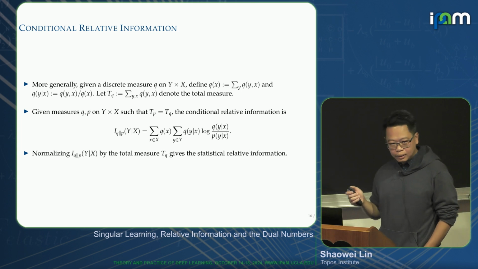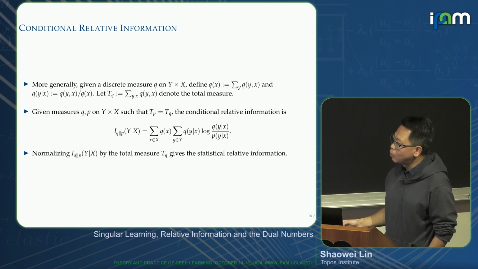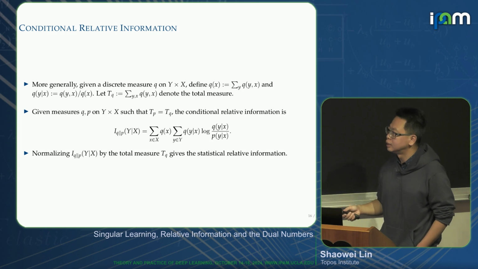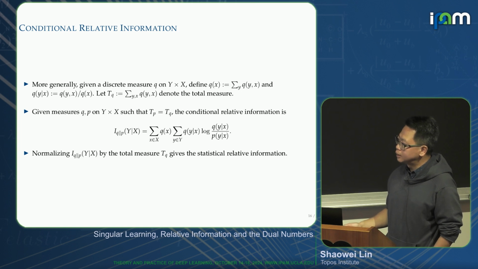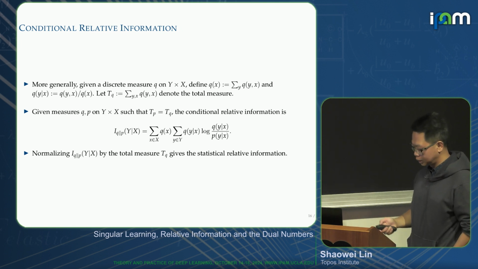Now, as I said, I like to go beyond statistical distributions. I want to look at measures. If P and Q are not distributions, but just general measures, then we can define a conditional measure given by the same formula that we had for statistical distributions. And in the same way, you can define conditional relative information for measures. And if you want to get back to statistical relative information, then what you do is take your relative information for measures and divide it by the total measure of Q, and then you get your good old-fashioned statistical version.